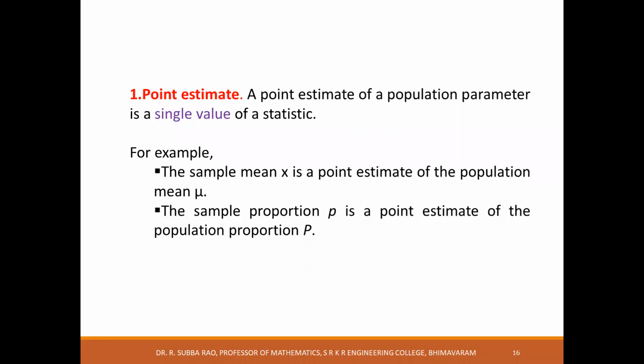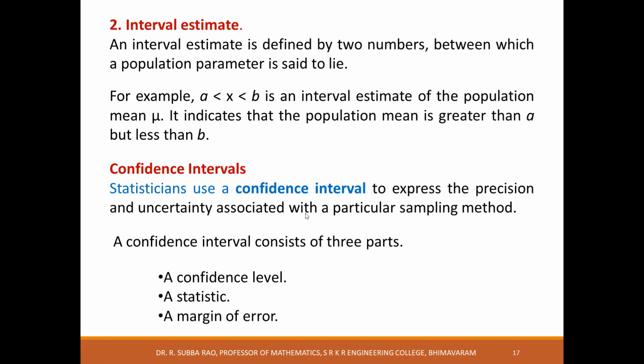For example, the sample mean x bar is a point estimate of the population mean mu. You know that mu is the mean of the normal population, sigma is the standard deviation of the normal population, and P is the population proportion. Similarly, the sample proportion small p is a point estimate of the population proportion capital P. So that's about what a point estimation is. Now let us go for what an interval estimation is. An interval estimate is defined by two numbers between which a population parameter is said to lie.